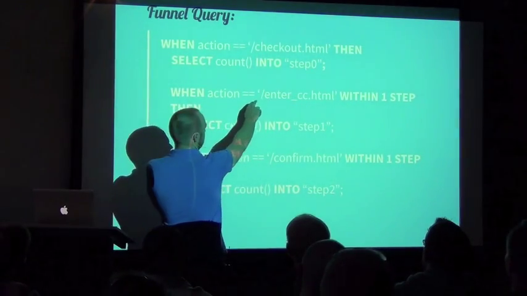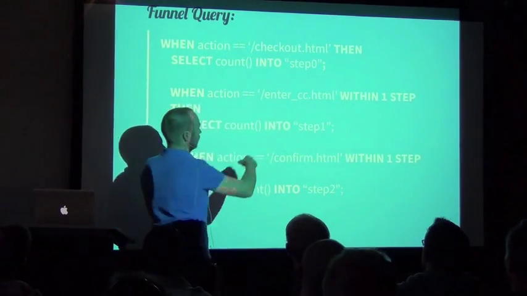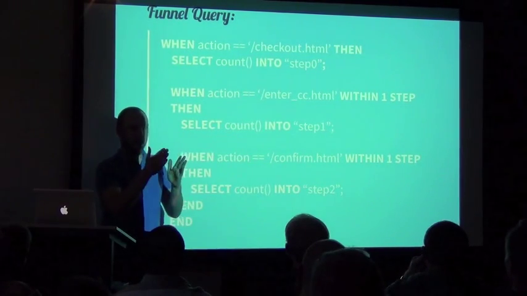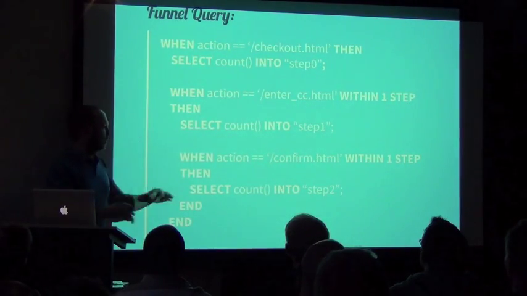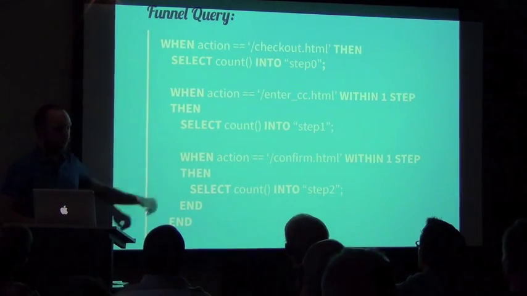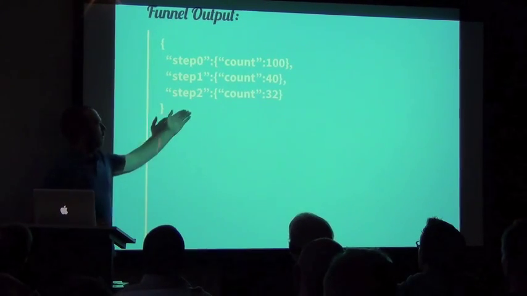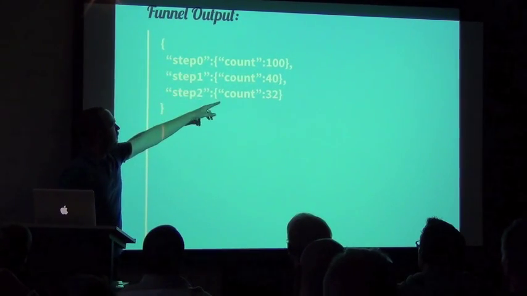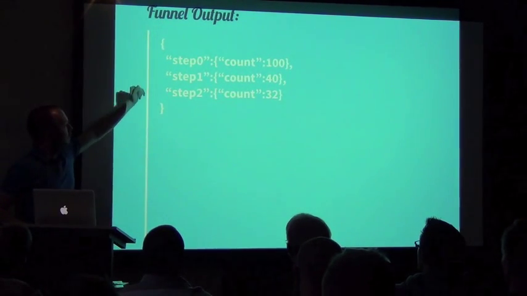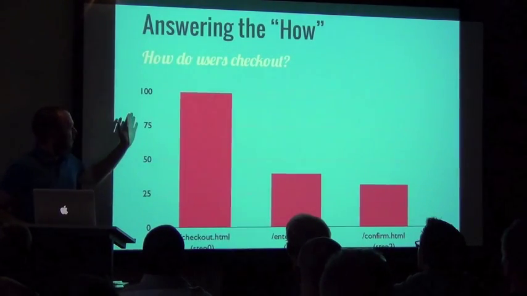And can you read this too, by the way? Mm-hmm. Okay. And then if they go in and actually enter their credit card information, they'll move down in here, you do a select count into step one. And then they'll keep going. They do the confirmation, we'll count that up into step two. So we run that, and we get this really easy output. We have 100 people went to step zero, 40 went to step one, 32 went to step two. This is our checkout, credit card information, and confirmation. We graph this out, and this is the funnel analysis.